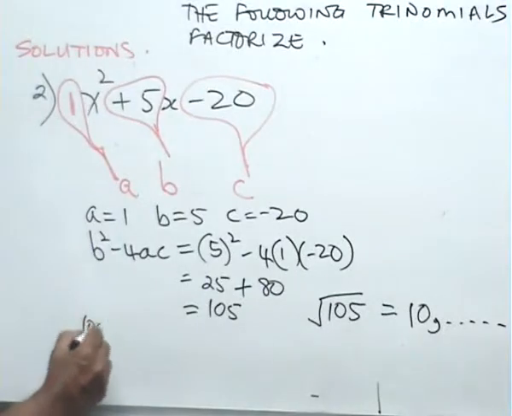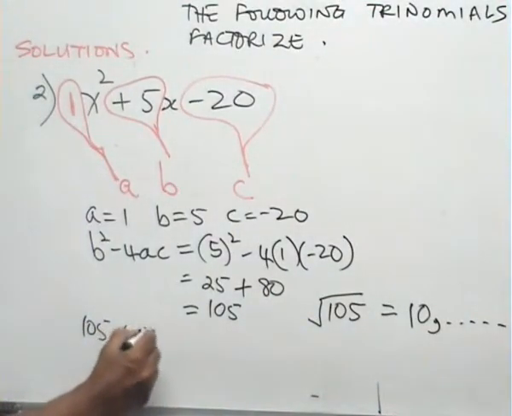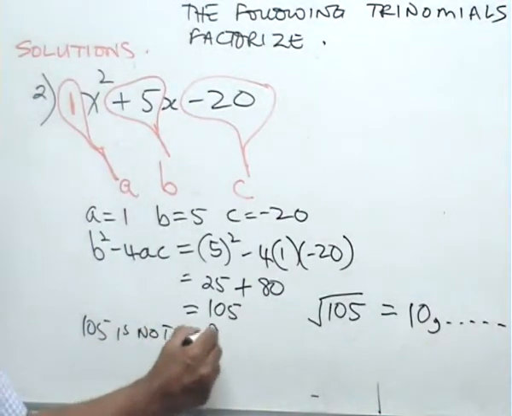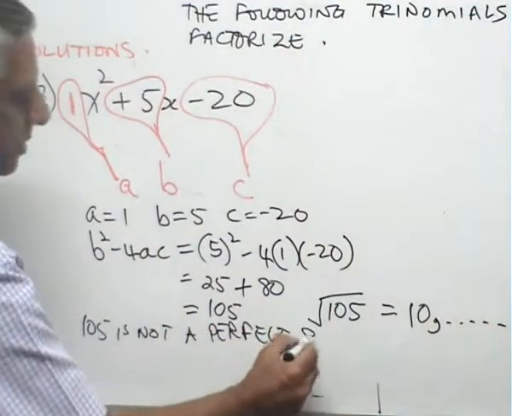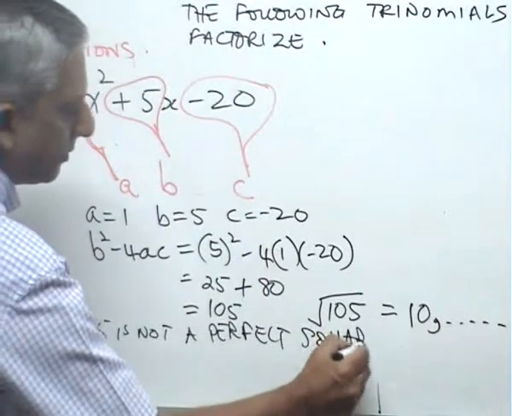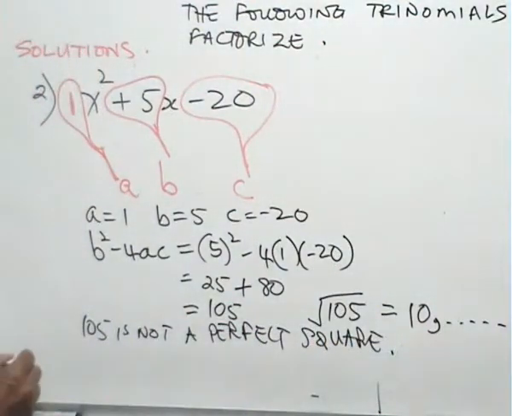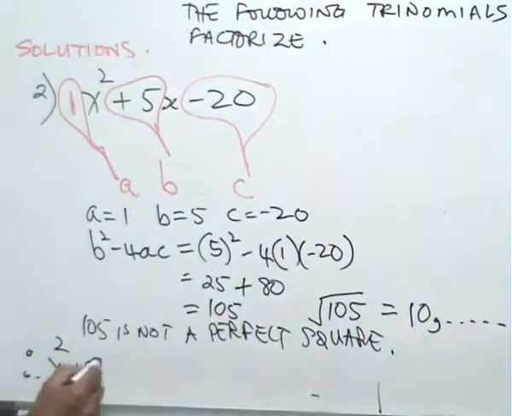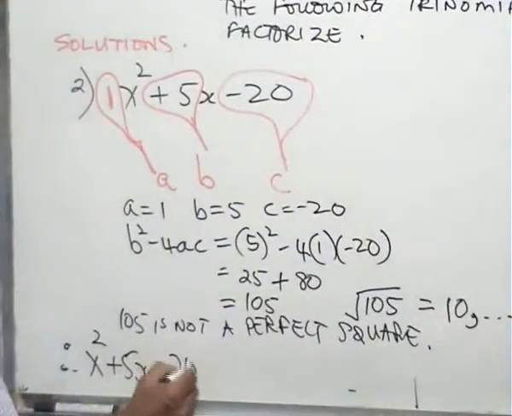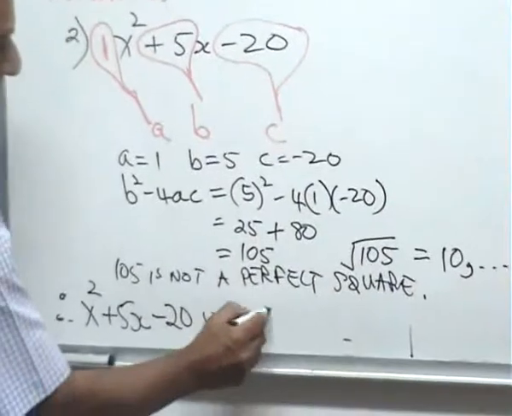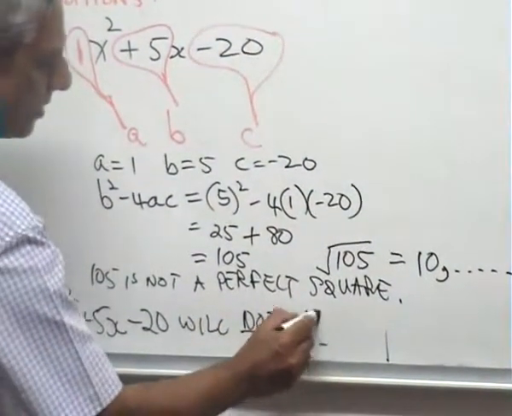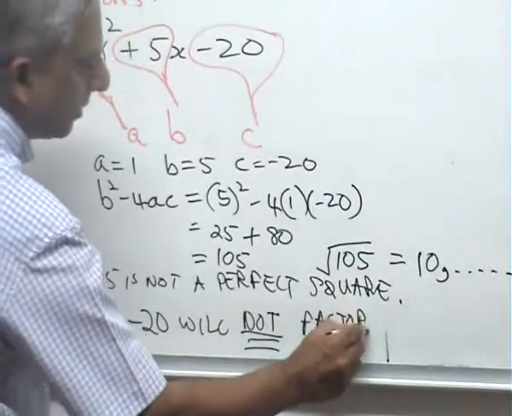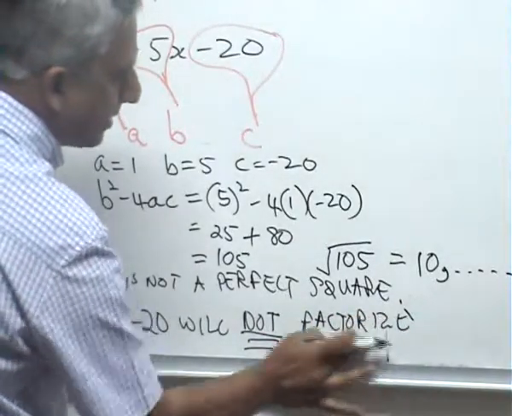So 105 is not a perfect square. Therefore, never mind how much you try, x squared plus 5x minus 20 will not factorize.